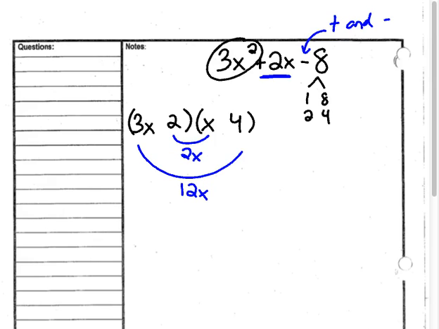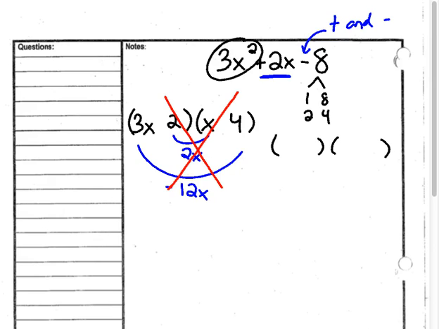Or if I chose to make that the negative, that would be a negative 10x. So what you're going to see is that here, that's not going to end up working for me. It's not possible for me to get the 2x that I need in the middle. So what that's telling me is that is not going to be the factoring that I'm looking for.